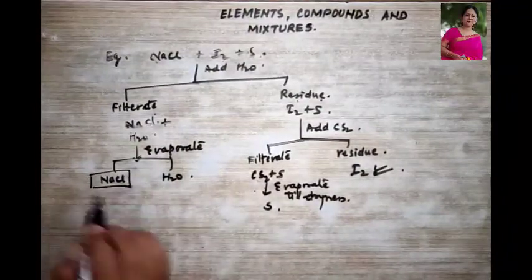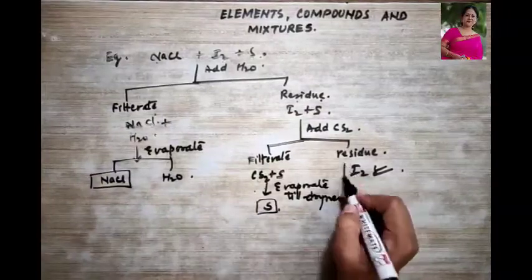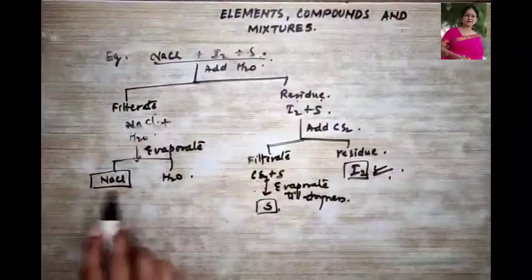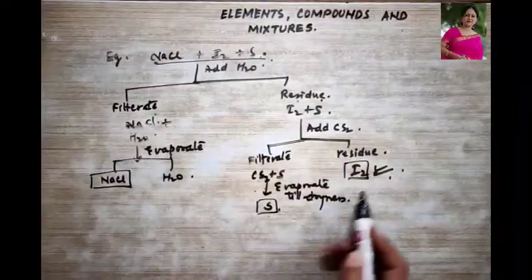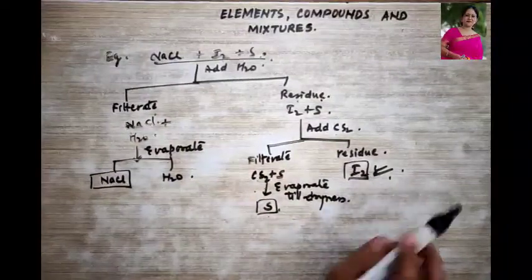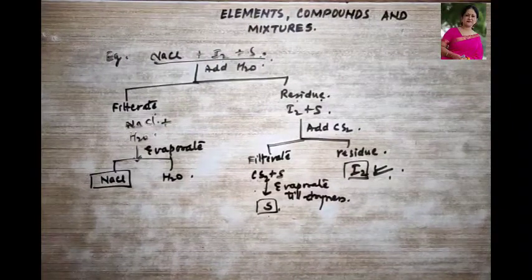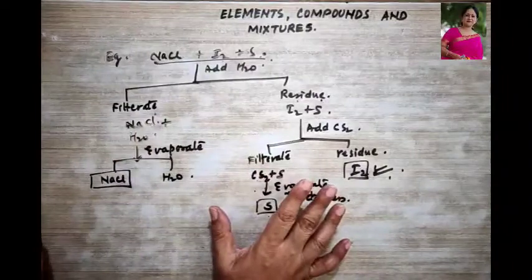So what do you see? At the end of the chain you should always obtain your mixture that is given in the question: NaCl, sulfur and iodine. Okay. So this is the way how we show the flow chart of the mixtures.